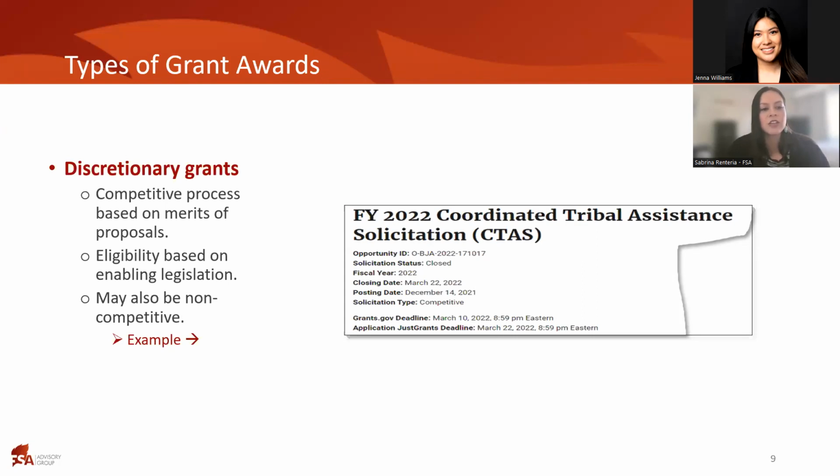Discretionary grants can be non-competitive. Just to highlight that, an example of a competitive one is the CTAS grants, the Coordinated Tribal Assistance Grants. I'm not sure those on the webinar are familiar with this one, but just as an example, it's a very competitive process based on merits. And we'll go through an example today of another competitive grant.